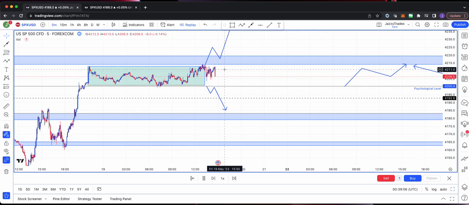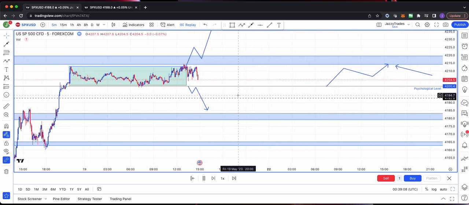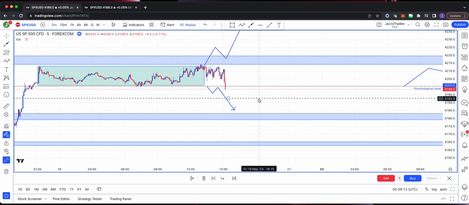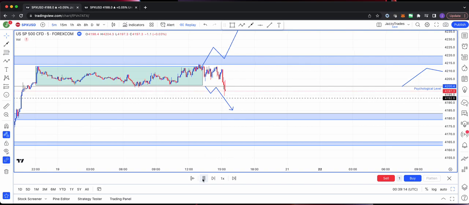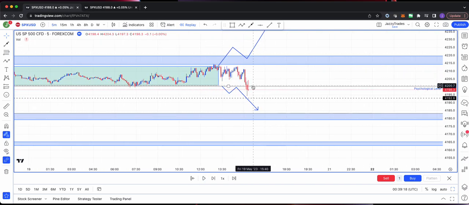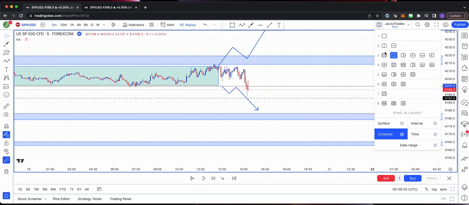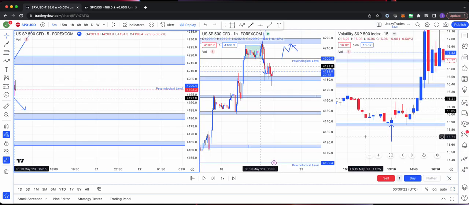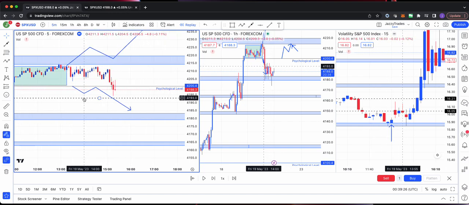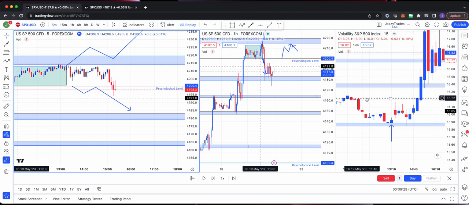Still consolidating. Okay, you guys will tell me when we enter. Okay, and let's look at the wicks as well actually to make it more interesting. So we're on Friday, 3:15.